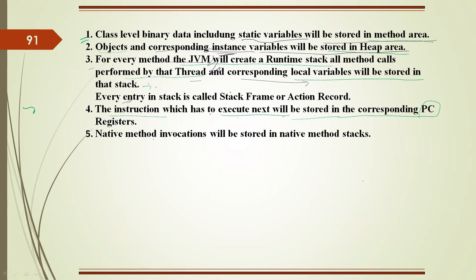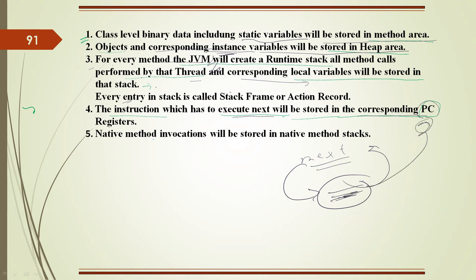The instruction which has to be executed next will be stored in the corresponding PC register. For example, when one method is executing and a second method will execute after it, the instruction of that next step is stored in the PC register. Native method invocation will be stored in the native method stack.